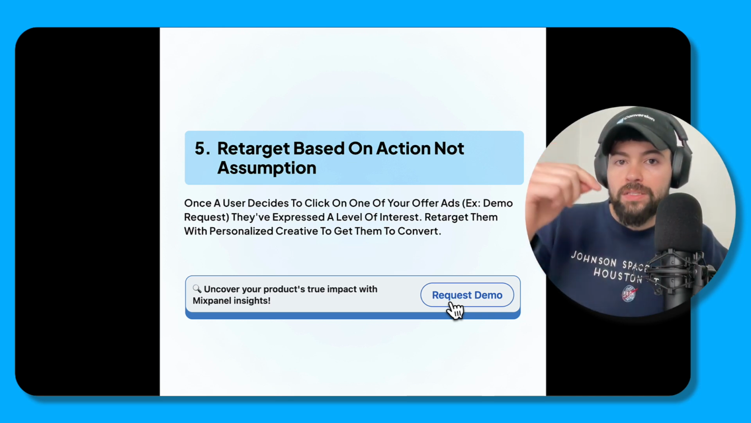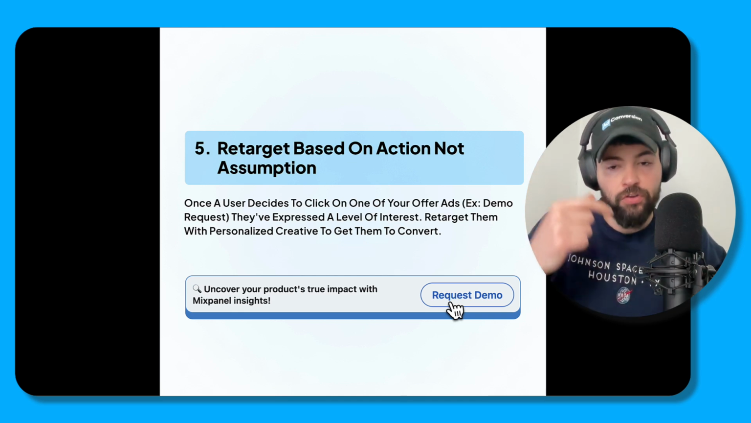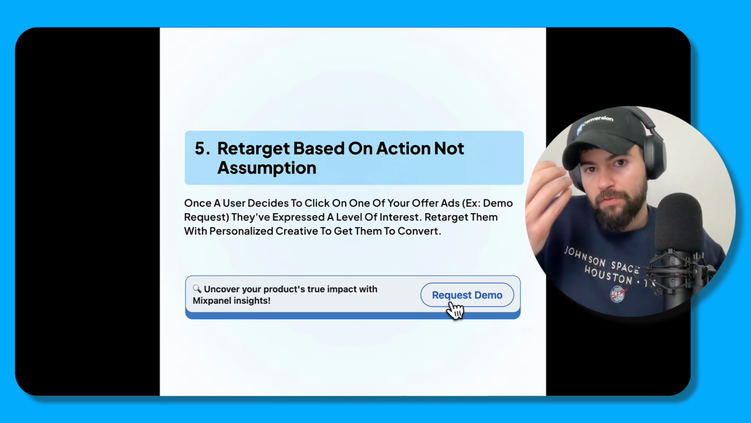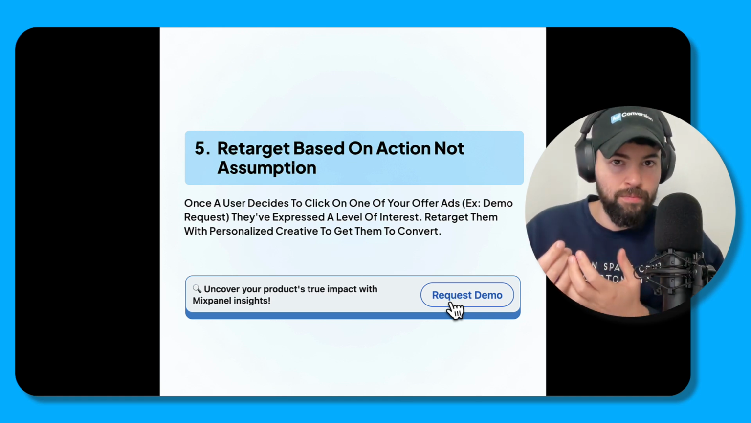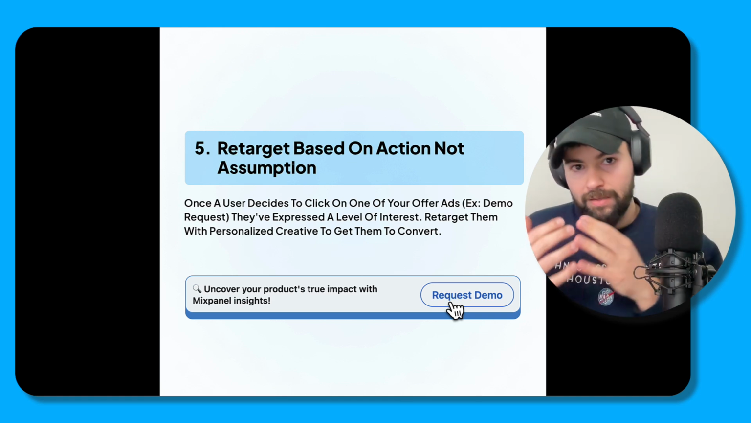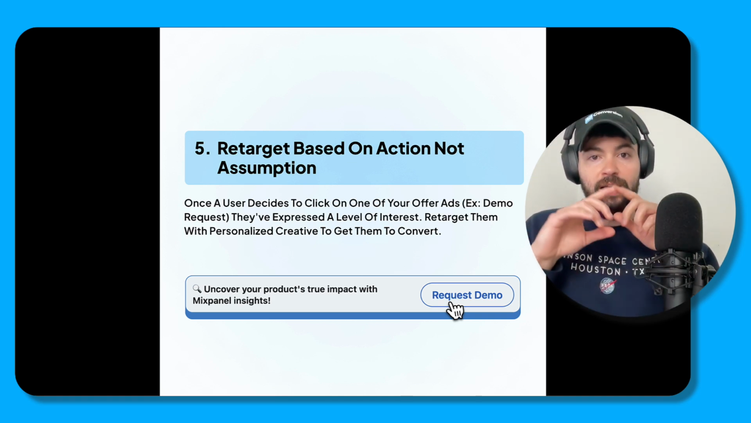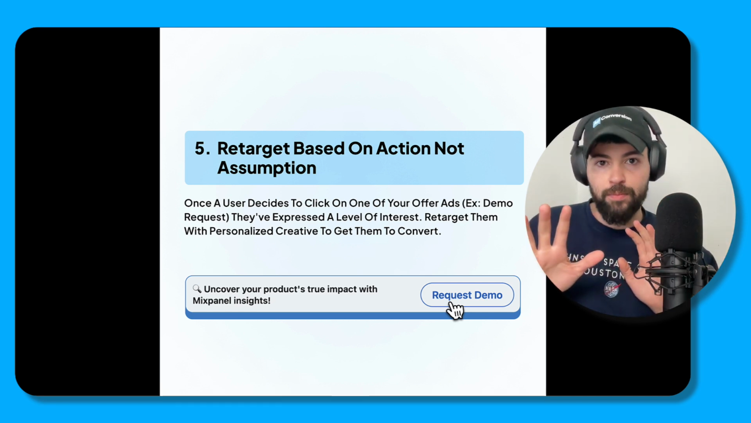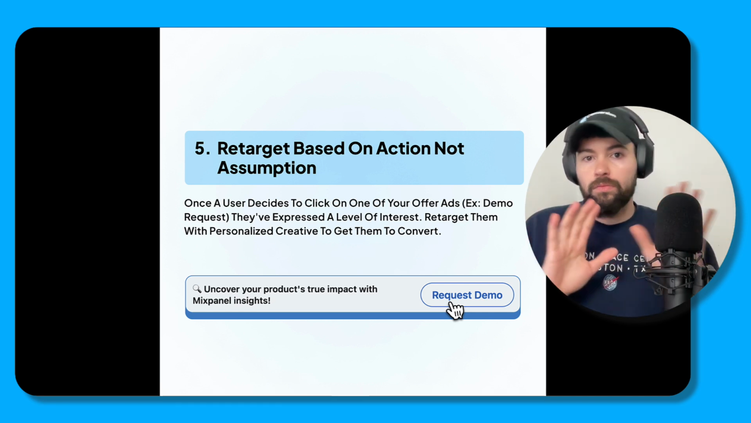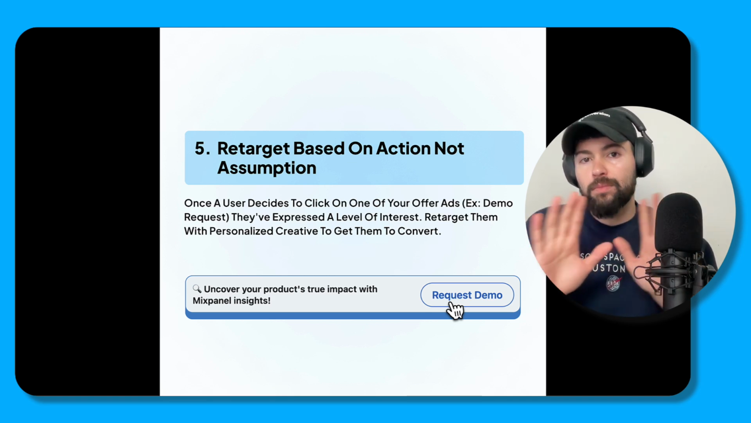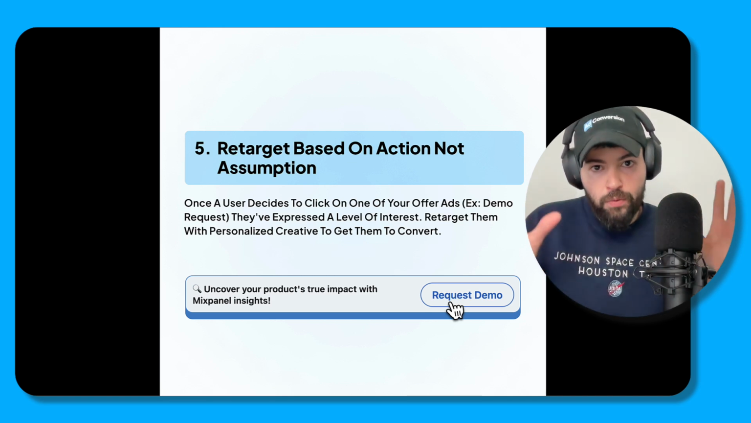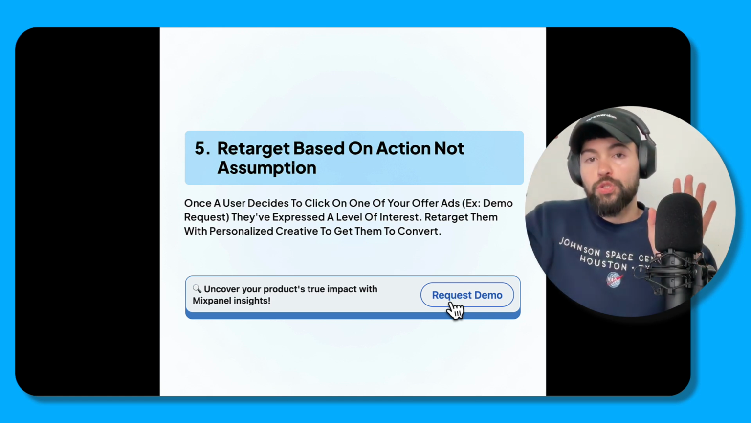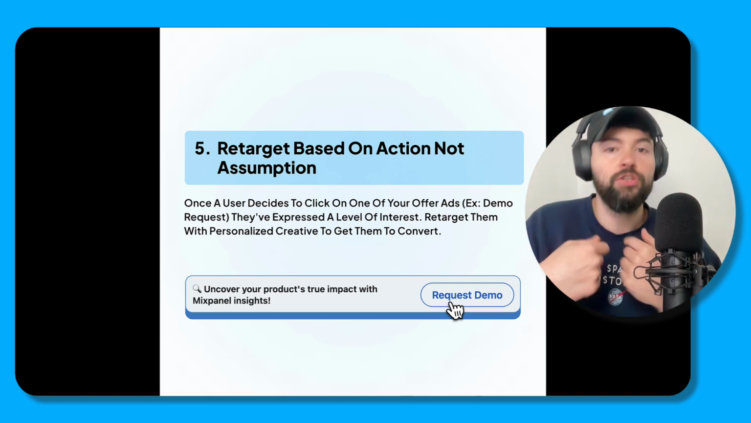Once a user decides to click on one of your offer ads, for example, a demo request, they've expressed a level of interest, right? You didn't force them to click on that demo request ad. They chose to. Tying in the analogy of the newsletter, we're showing them half the time content, half the time offers. We're just in front of them, giving them this experience and showing them different content, allowing them to decide what they want to interact with. No one put a gun to their head. No one forced them to click on a specific ad. They chose to do that.